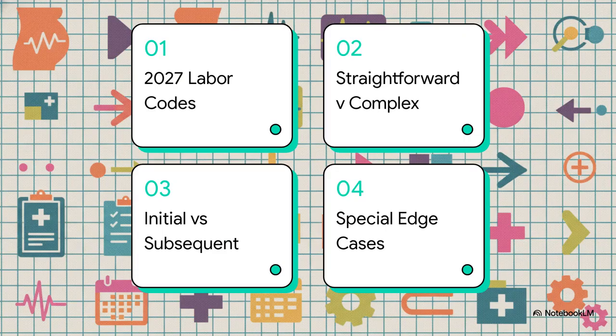Here's our roadmap for today. First, the new 2027 labor codes. Second, straightforward versus complex care. Third, initial versus subsequent day coding. And finally, rules for those tricky special edge cases.